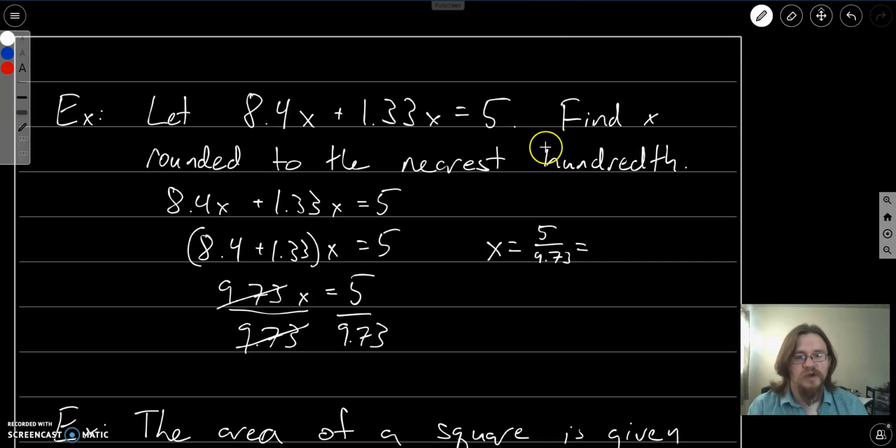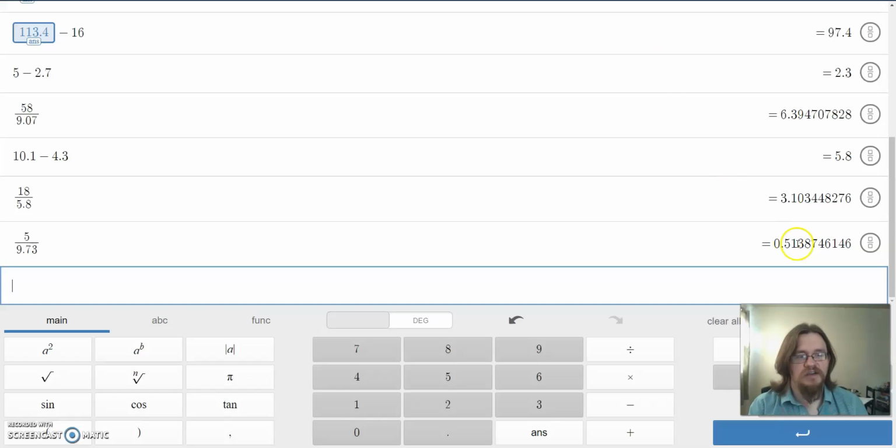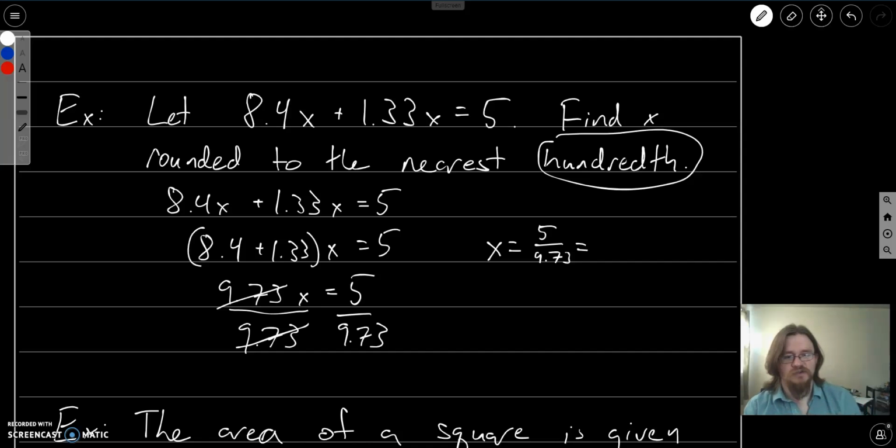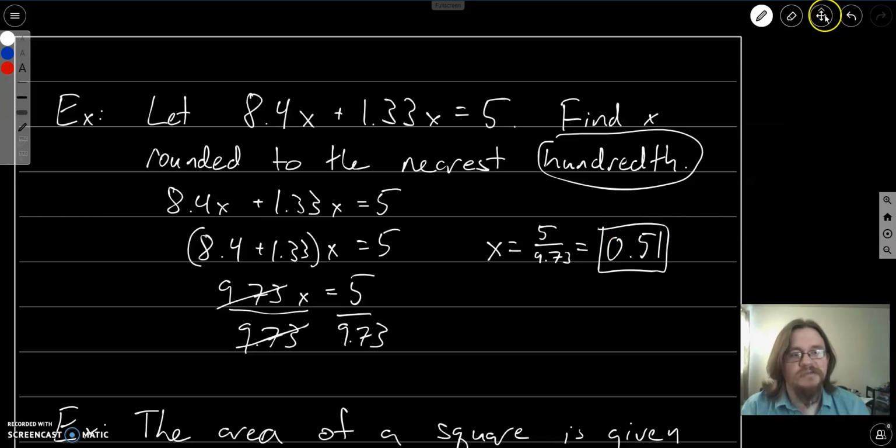0.51387, and we want to round this to the nearest hundredth. So if we come out to the hundredths place, this is 2 places. This is going to be 0.51. We don't round up because it's a 3 next. This is going to be 0.51. And that is our answer.